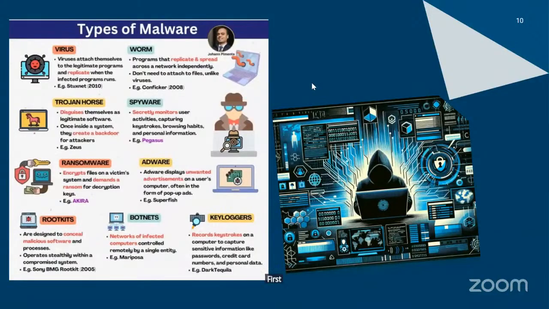First one here, we have virus. Viruses attach themselves to legitimate programs and replicate when the infected program runs, like Stuxnet in 2010. So a computer virus is similar to a human virus. They attach themselves to legitimate programs. And how does your computer system get infected with a virus? That is from the internet. Probably you enter a wrong site, or you click on a wrong web link, or a deceptive download button.